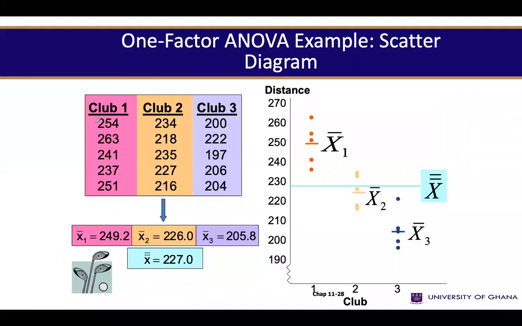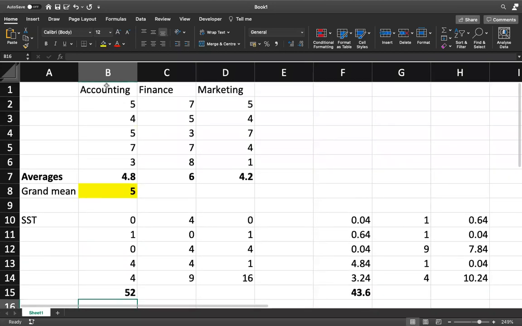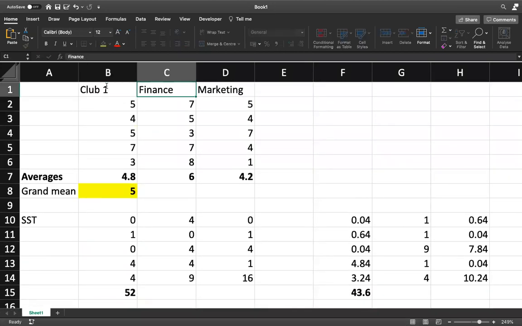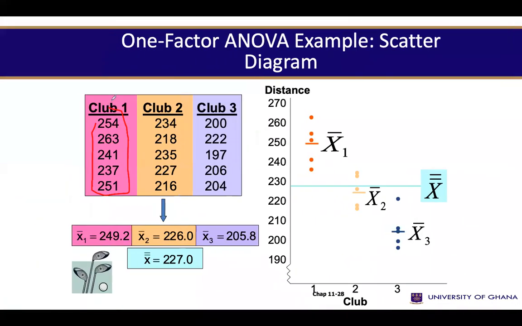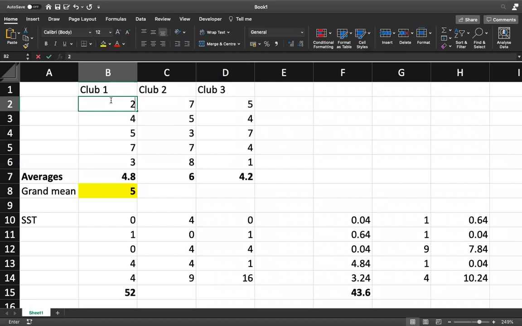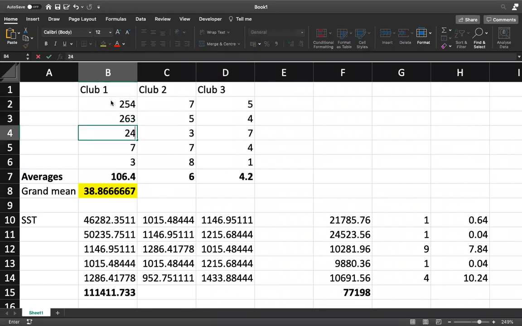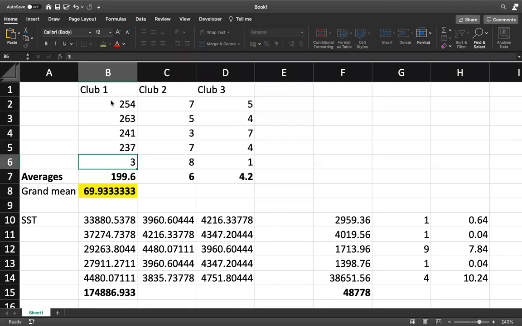Club 1 has 254, 263, 241, 237, 251. I'm going to put these values in the Excel that I created, and then it would generate the values. So club 1, club 2, club 3. We have 254, 263, 241, 237, and then the last one is 251.